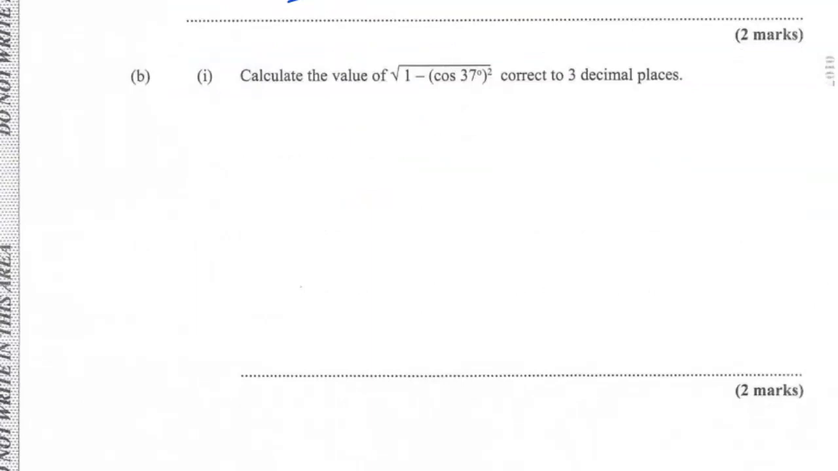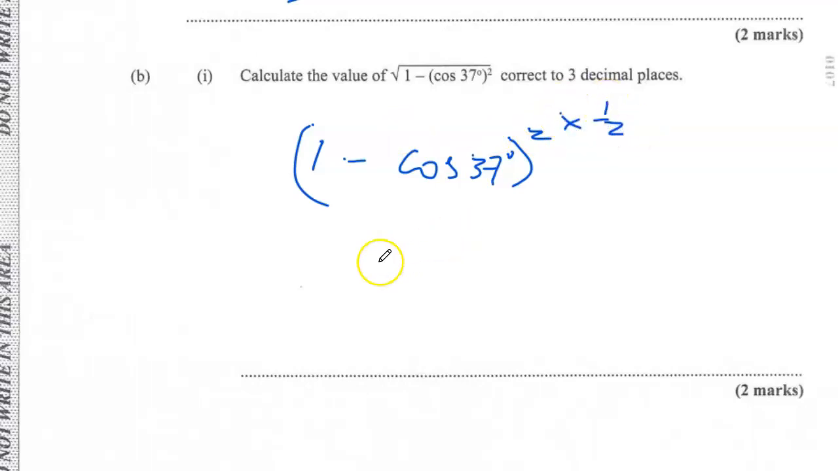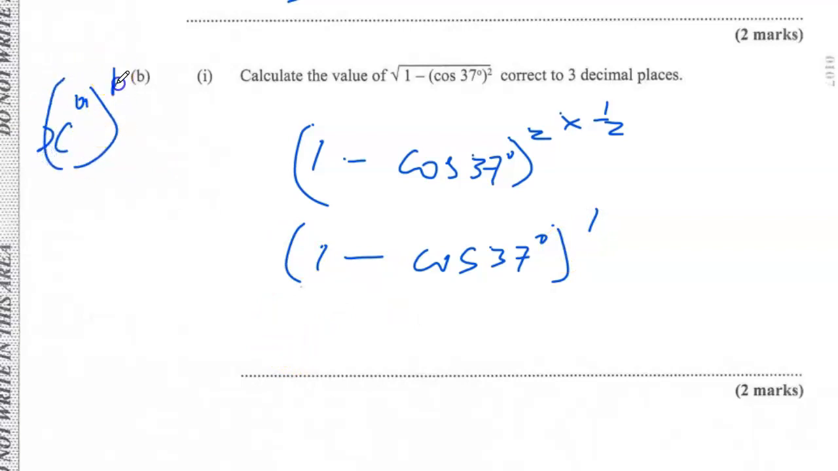Calculate the exact value of the square root of 1 minus cos 37 degrees squared, correct to 3 decimal places. If you think of it as 1 minus cos 37 degrees, all squared, and you apply the square root to it, it's like we multiply the power by a half. We're using the rule that x to the power of a, to the power of b, is equal to x to the power of ab. We simply multiply the powers.